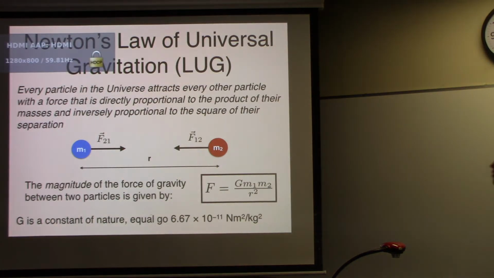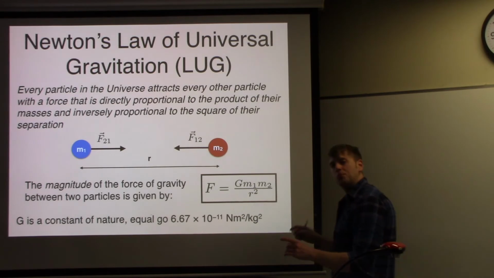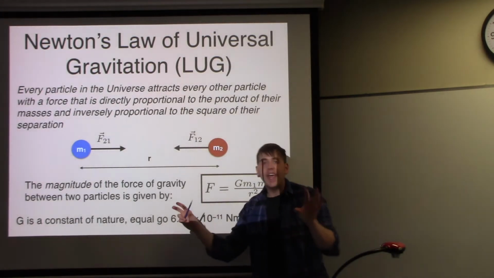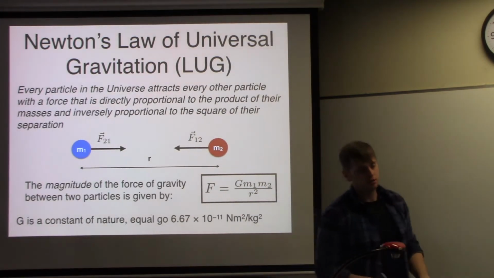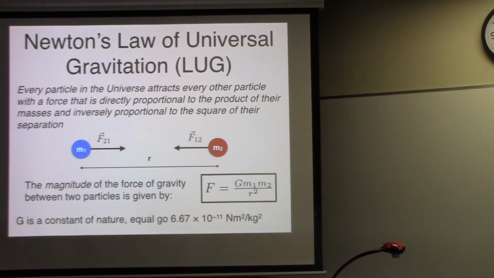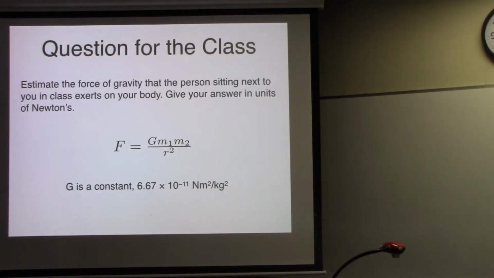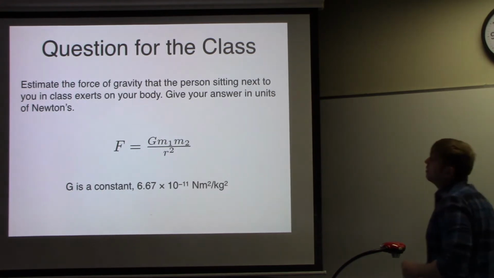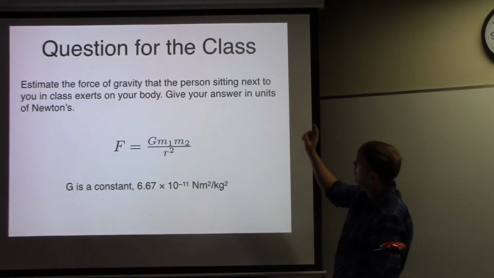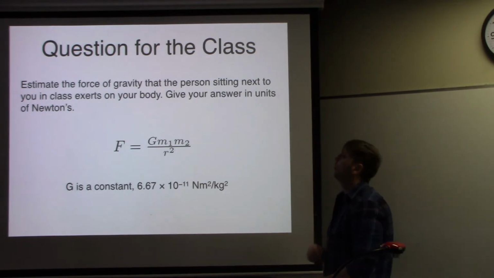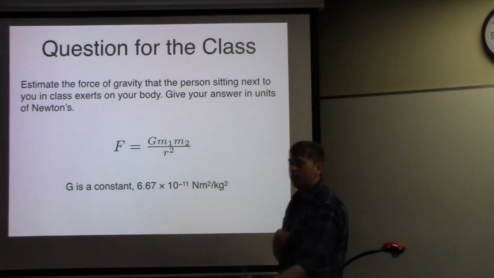All right. So now what we have is an equation that describes the force of gravity between any two objects in the universe. Doesn't matter what they are. And so, what I want you guys to do is work out this problem. Estimate the force of gravity that the person sitting next to you in class exerts on your body. Give your answer in units of newtons.